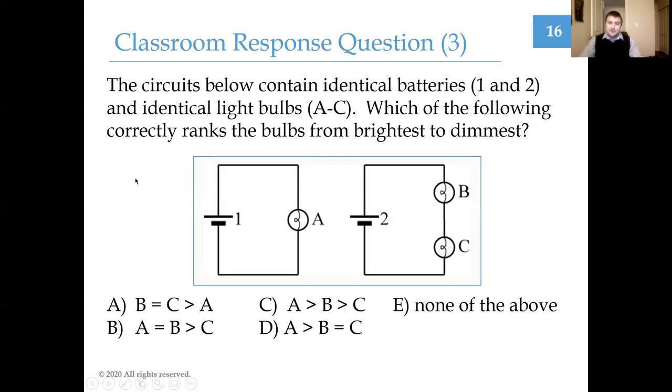All right? With that in mind, here's our first big question of the day. Here's a couple different circuits, one with just one bulb and one with two bulbs. Take a minute or so, read through this question, and rank for me the brightness of the bulbs. Remember, brightness of a bulb is indicative of how much current is passing through it. Pause this video, give us your answer on Gradescope, and return to the video when you're ready.